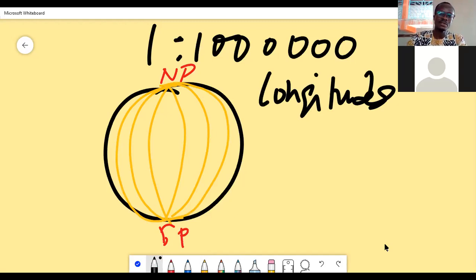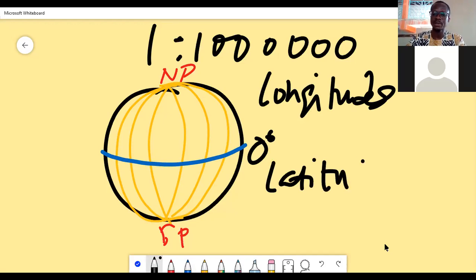And then we have the lines that move along the surface of the earth. We call that the latitude. One of the popular latitudes that we all know is the equator. We will find out why it's the equator. It's a reference latitude.